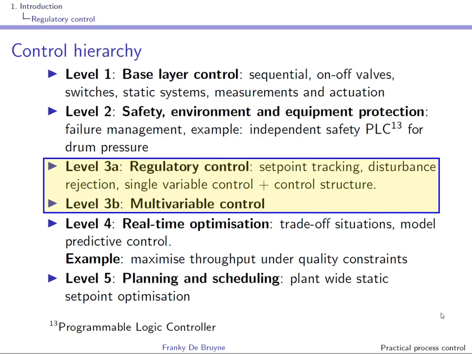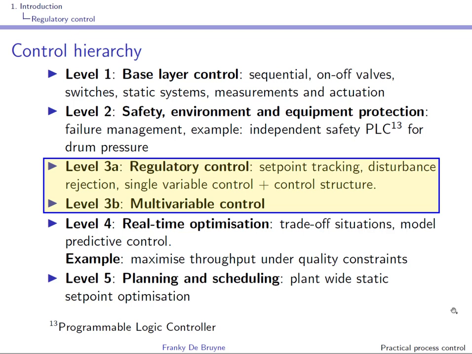Process control can be represented as a hierarchy. Level 1 corresponds to base layer control. This level is also sometimes called the field level. These are the devices, sensors, actuators, proximity switches, on-off valves, and so on that you can see in the field. The control that is associated is typically sequential in nature.